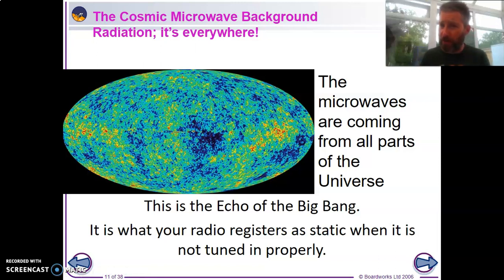If you want to experience this, just tune your radio away from the station and you'll hear that static. That is the leftover noise from the Big Bang. We can hear it if we want to.